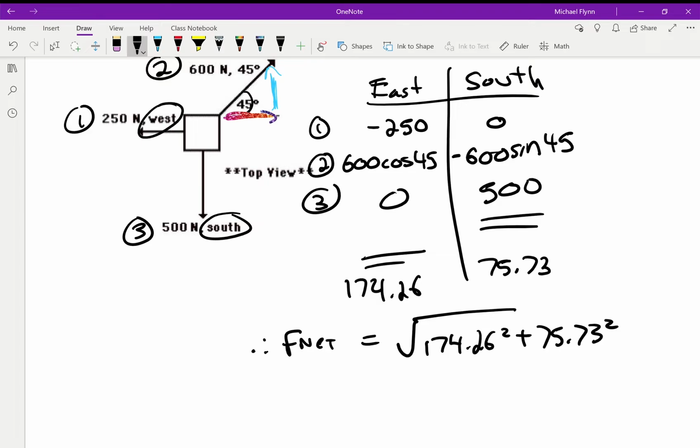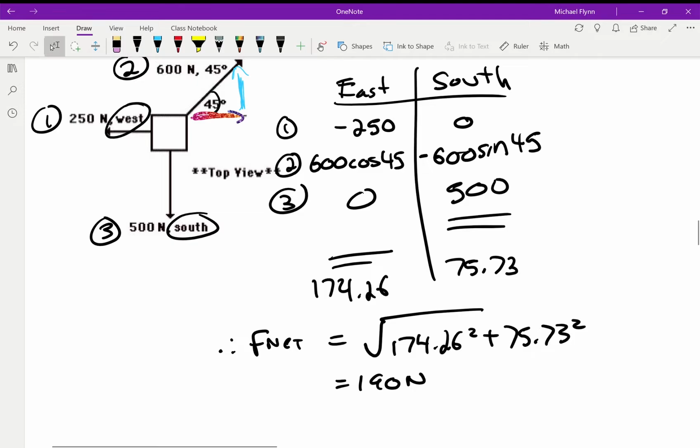So let me do that. That squared plus 74.26 squared, equals, square root. I get 190 exactly. 190 newtons.